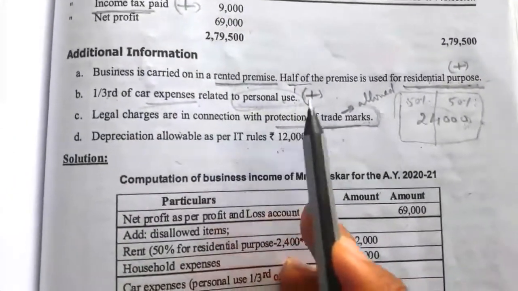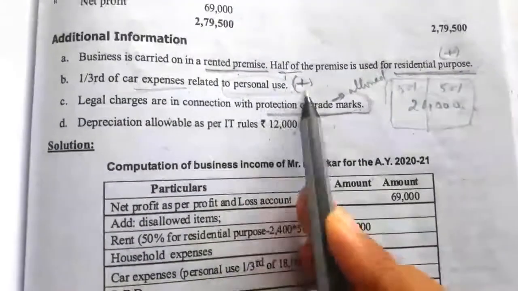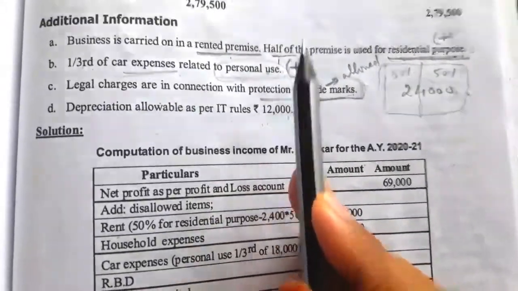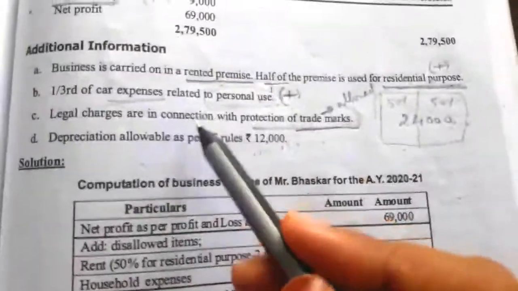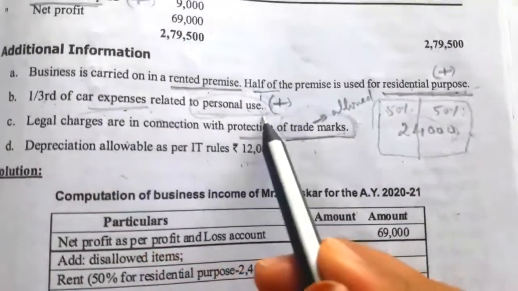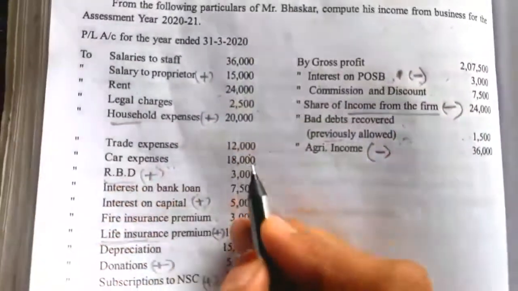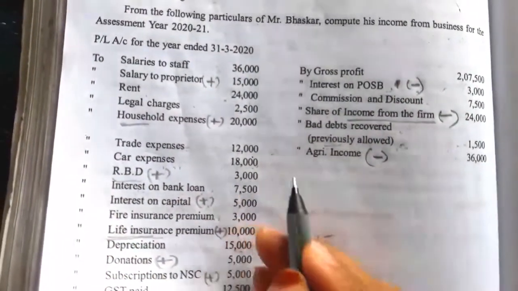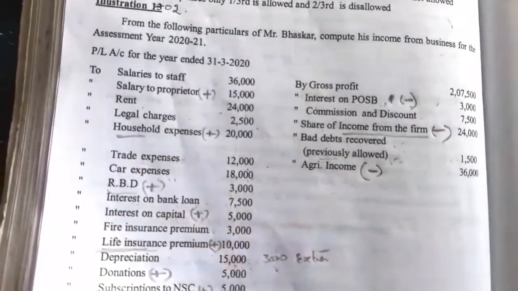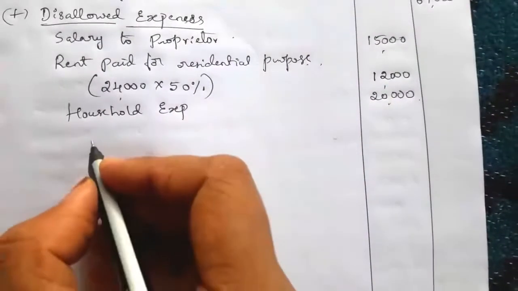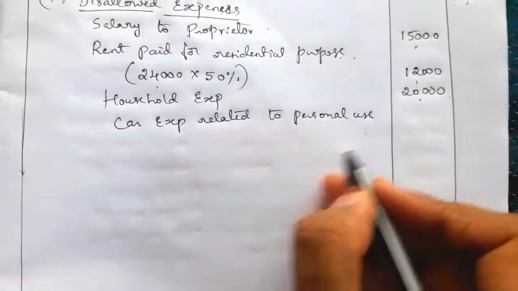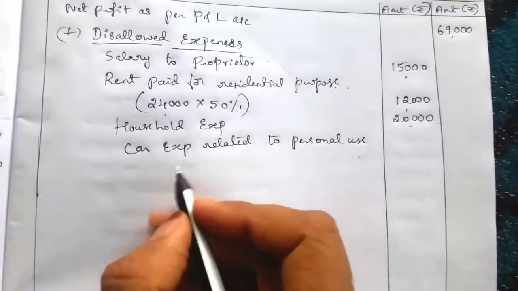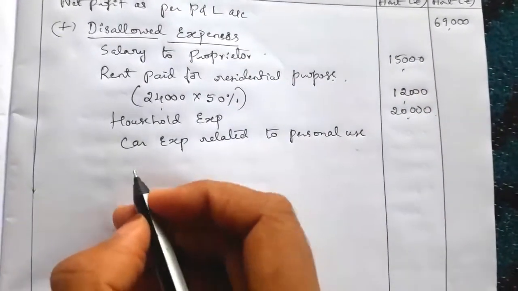One third of car expenses is relating to personal use. The part of personal use we have to disallow. Only the business related expenses are allowed. How much of the car expenses is used for personal use is one third. Car expenses is 18,000, and 18,000 into 1/3 is disallowed. The remaining is allowed. So write car expenses relating to personal use. It is disallowed, so we have to add it to net profit. We have to cancel that entry.